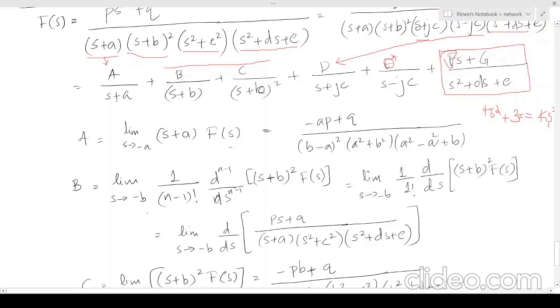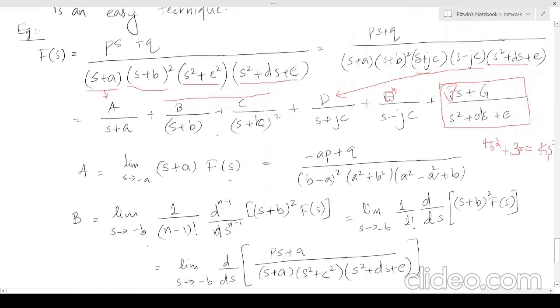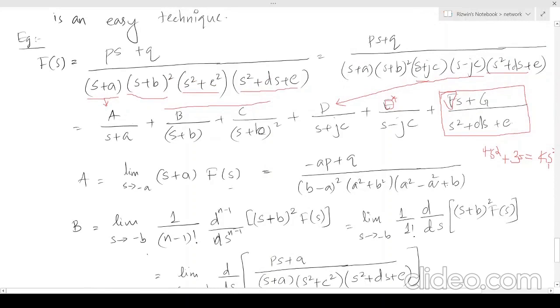Forms which do not have a complex quadratic equation, or the forms in which we can write s plus a whole square or the power of s plus a form. Now to find the coefficient A, we have the equation: limit s tends to minus a, (s plus a) into F of s. If we look at this term, just multiply the denominator with the function F of s, so that s plus a will be cancelled, and substitute s equal to minus a, and you will get the equation as shown here. Simplifying this equation, you will naturally get the value of A.